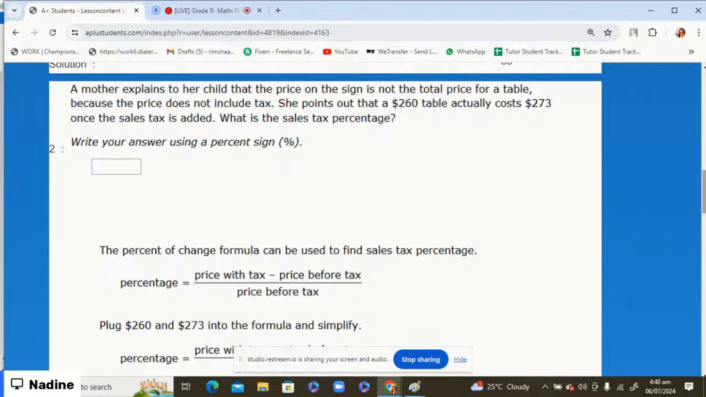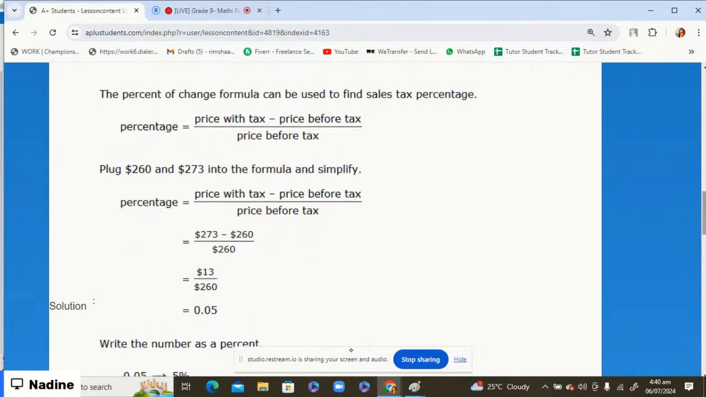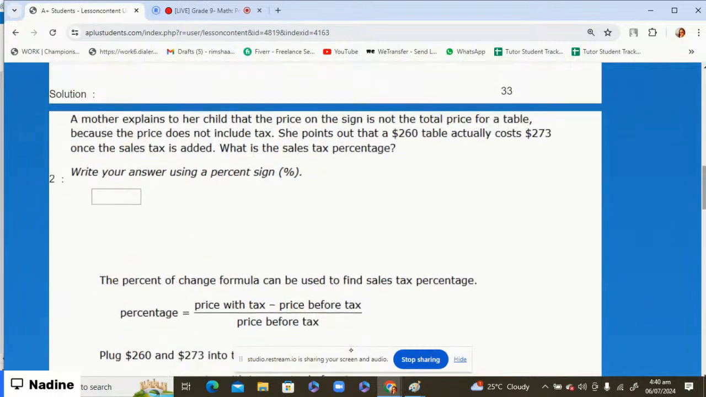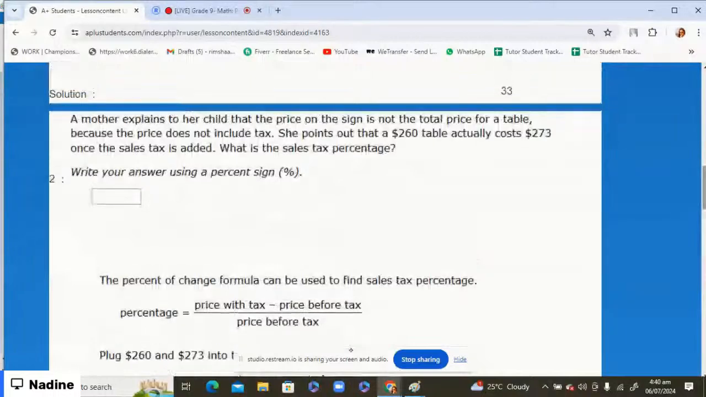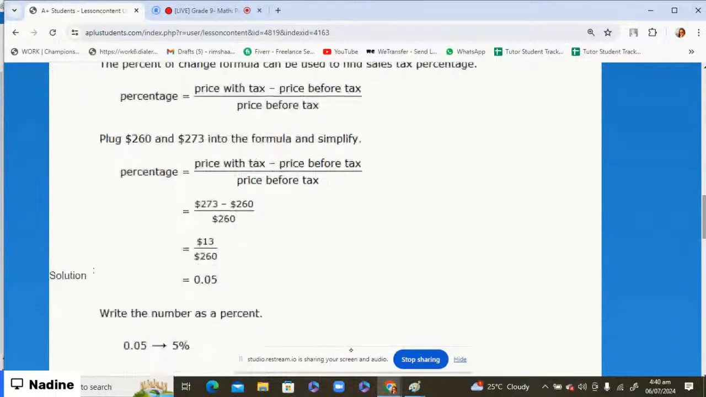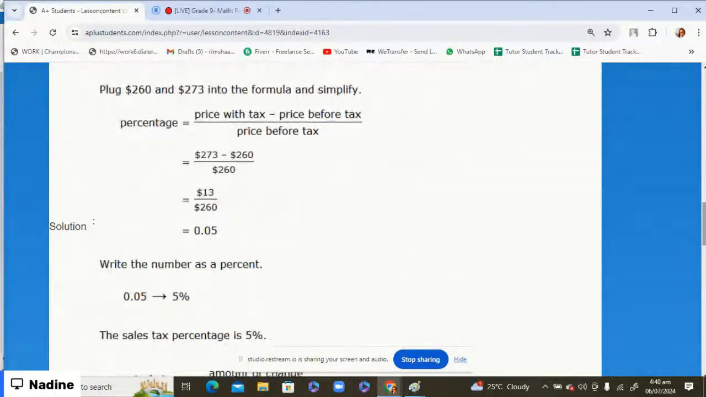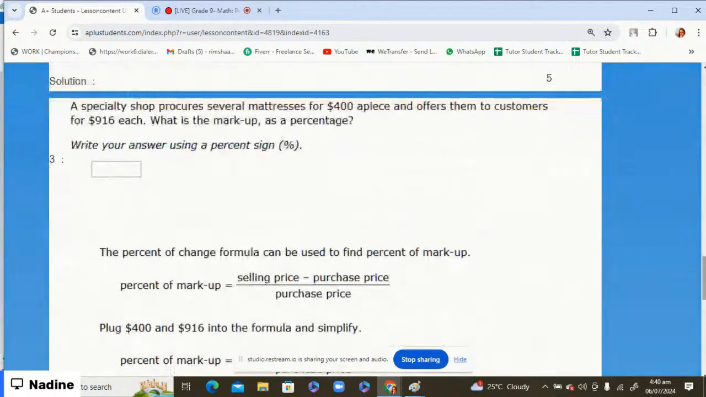So what is the original amount? First of all, we are going to check the price with tax and the price before the tax. Okay, what is the price? That is 273, and before the tax it's 260. And what is the price before tax, which is 260? Subtract, then divide, and in the end just multiply by 100. Okay, solve this one.